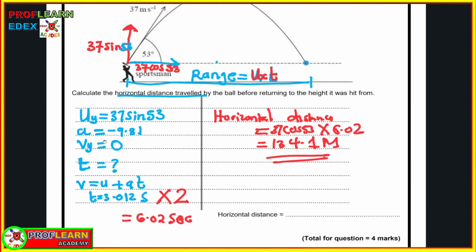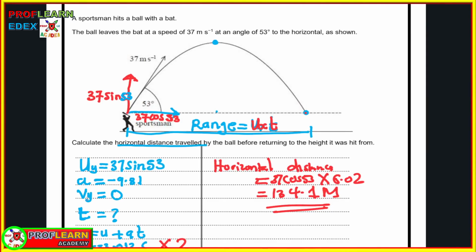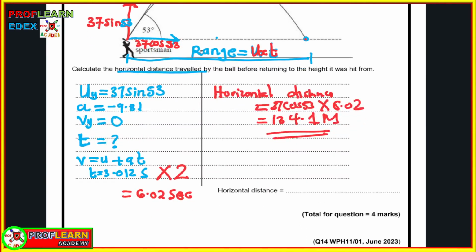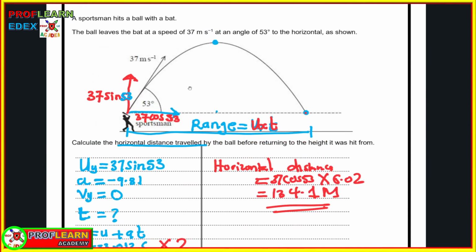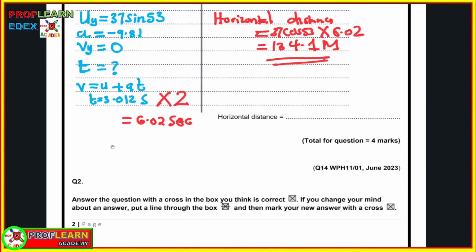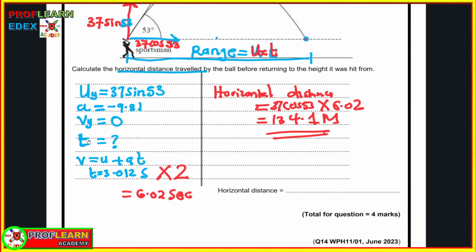Then the final velocity in the vertical direction will be 0. At this point, it will be 0 because the object will become momentarily at rest at the highest point. And then we need to work out time. Time will be equal to what? So v equals u plus at, and if you work it out, you are going to get 3.0125.